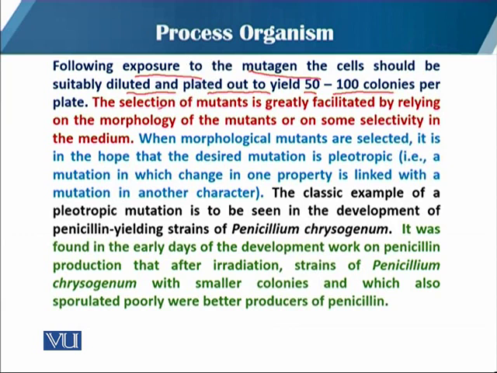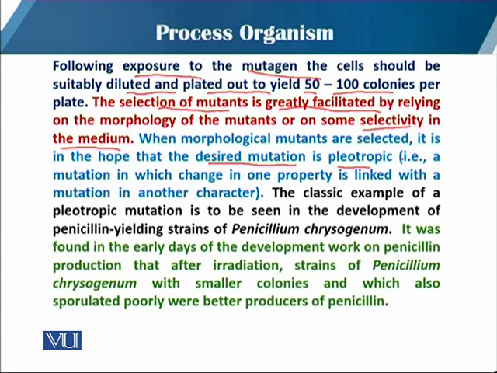At that level, there is a very limited number of colonies which we get on the plate. The selection of the mutant is greatly facilitated by relying on the morphology of the mutant or on some selectivity in the medium. Sometimes the morphology of the organism may change, and then we compare it with the parent, in which there is no mutation. So either there is a change in the medium. When morphological mutants are selected, it is in the hope that the desired mutation is pleiotropic.